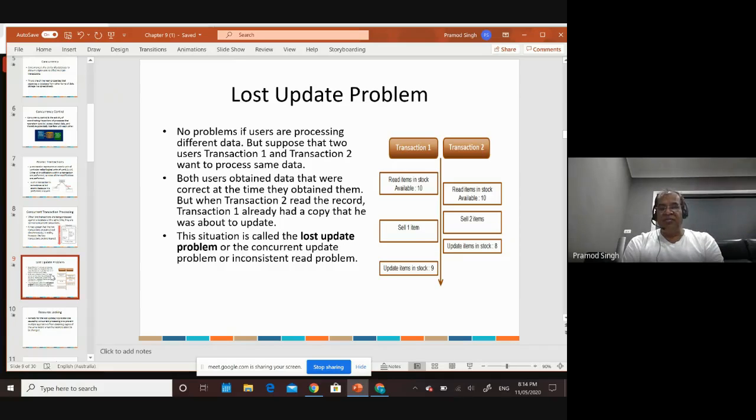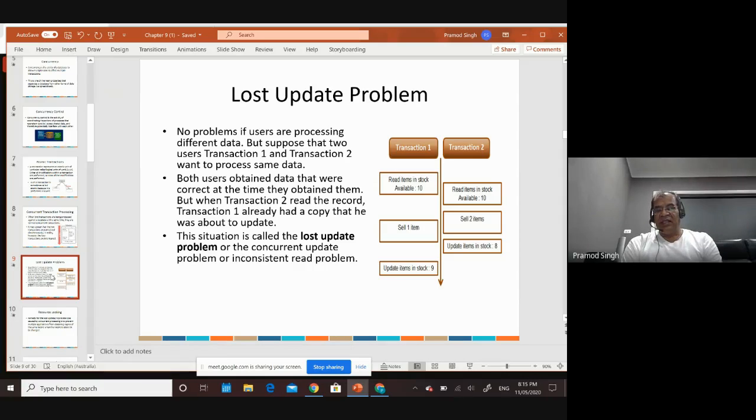Lost update problem. Lost update problem is one of the very critical problems. If two transactions are interleaved and one transaction makes the modification which is not completed by the other transaction. So for example, transaction 1 took a record which was shown 10 stock. Suppose this is a retail shop and there are 10 stocks available of certain item. So transaction 1 saw there are 10 records, and transaction 2 also saw 10 records at the same time.